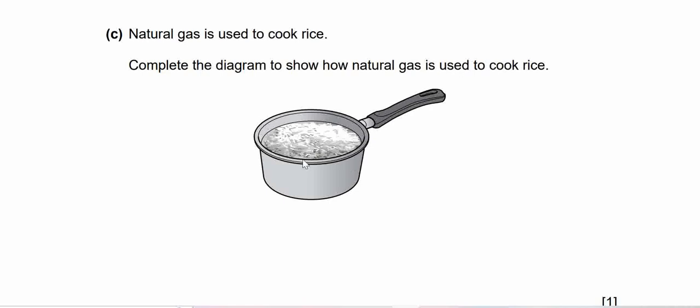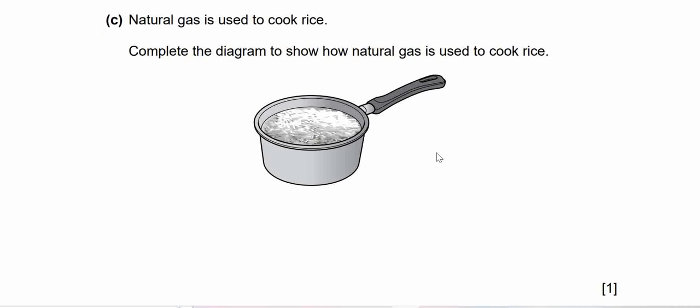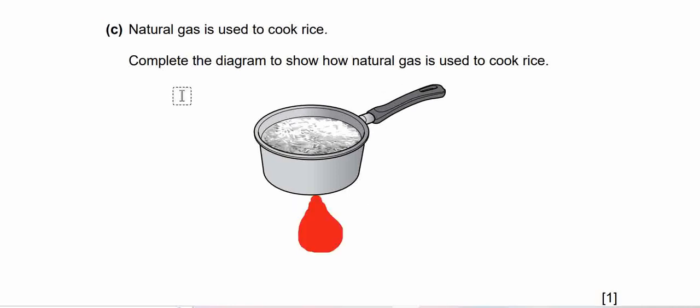10 seconds from now. 10, 9, 8, 7, 6, 5, 4, 3, 2, 1. Right, let's open up the answer, guys. So we can just draw a fire to heat the rice, to cook the rice. So natural gas can be used to create a fire. An example is LPG that we use to cook at home.